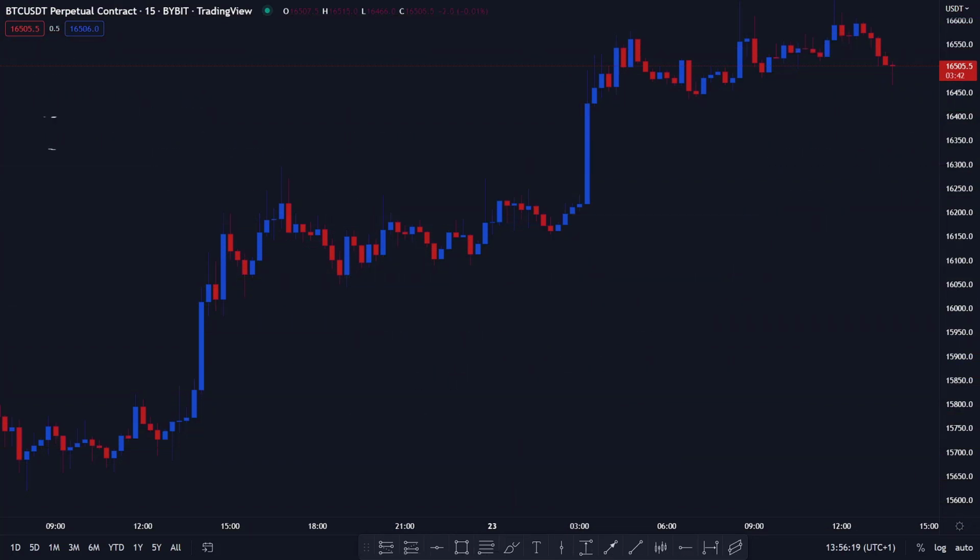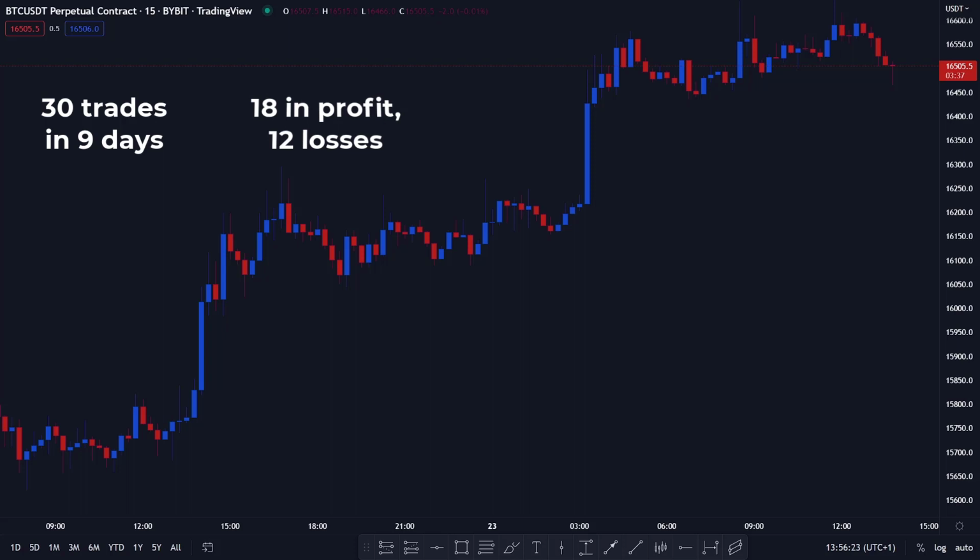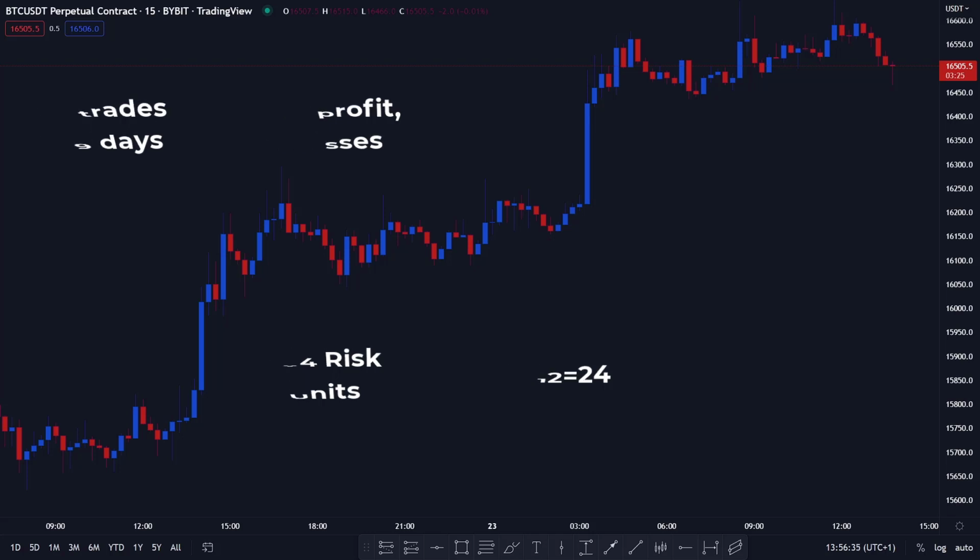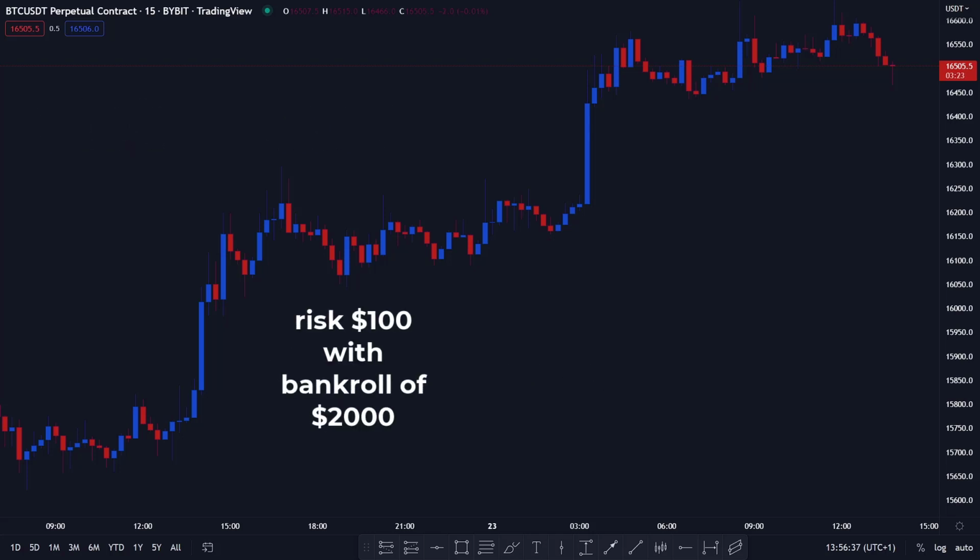In a period over 9 days, we took 30 positions. 18 of those were gains, and 12 were losses. This means we made a very nice profit of 24 risk units. This number is calculated by taking our 18 wins times 2 minus our 12 losses, because we took a risk-reward ratio of 2. If you were to risk $100 every trade with, say, a bankroll of $2,000, we would have gained a staggering $2,400, more than double our initial amount.